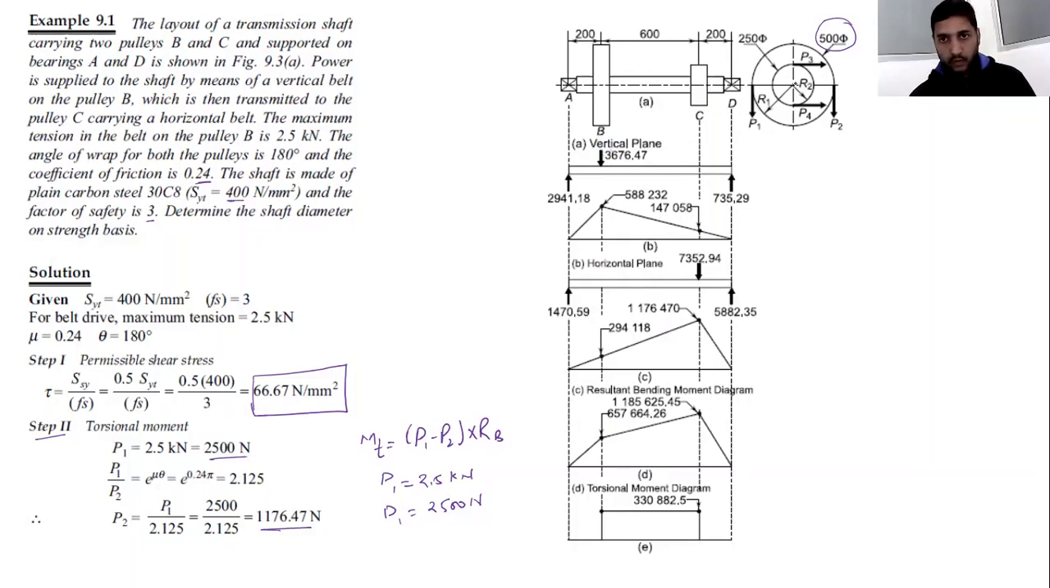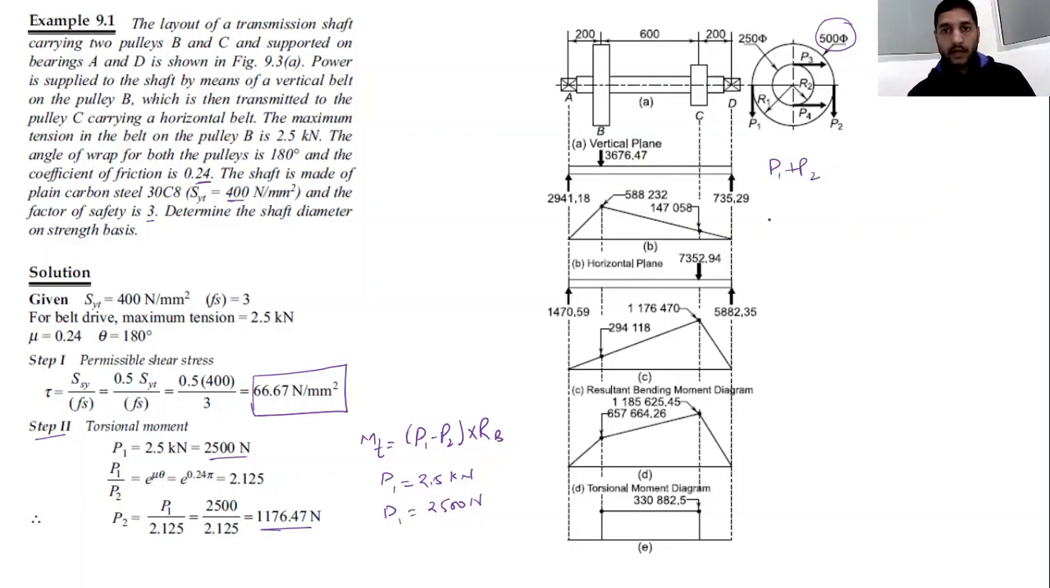In the vertical pulley, we know there are two tensions acting in the vertical direction. So the total vertical force acting on the shaft will be P1 plus P2. We already have P1 and P2, we have calculated them. Adding both, it becomes 3676.47 Newton. I hope it is clear.